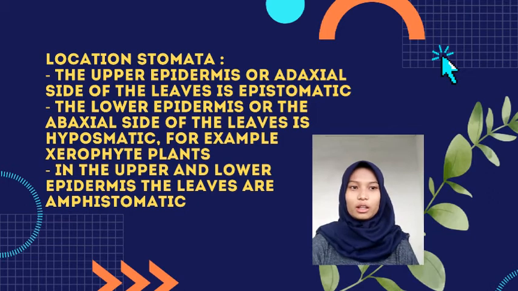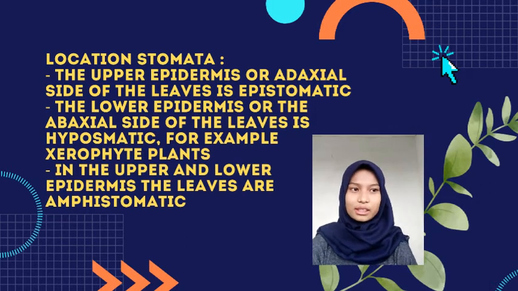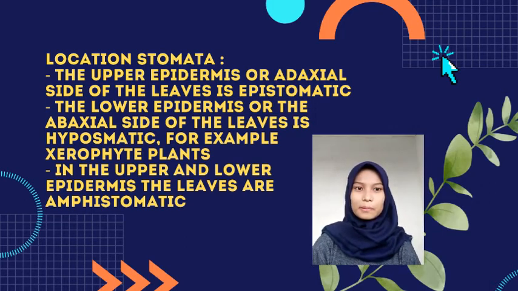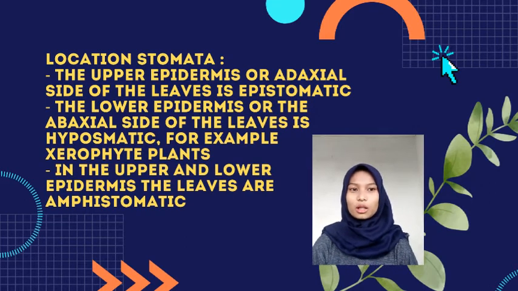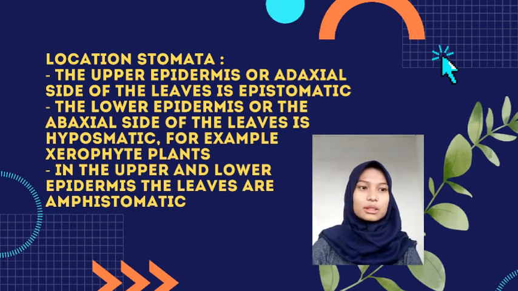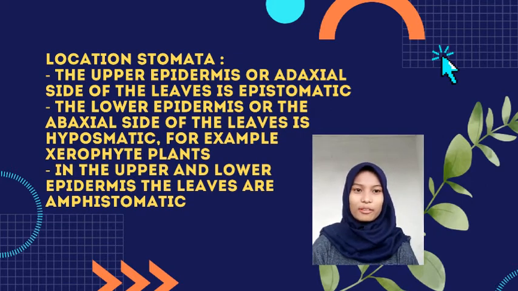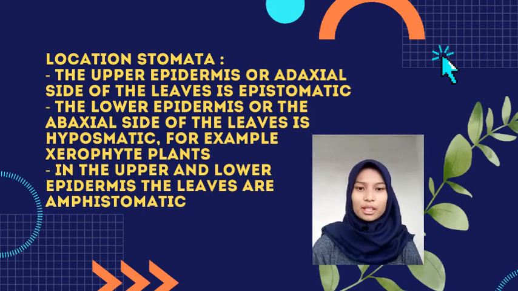The location of the stomata. The upper epidermis or adaxial side of the leaf is epistomatic. The lower epidermis or the abaxial side of the leaf is hypostomatic, for example, sauropsid plants. In the upper and lower epidermis, the leaves are amphistomatic.